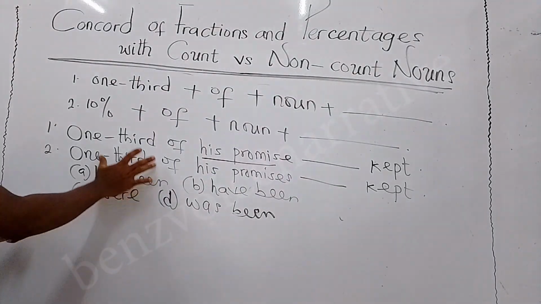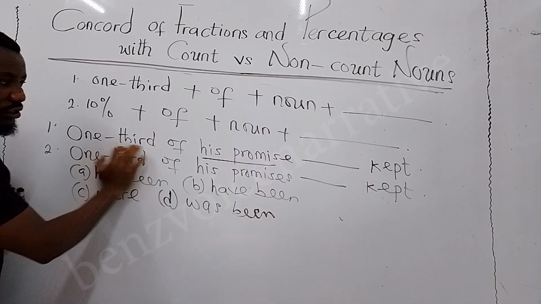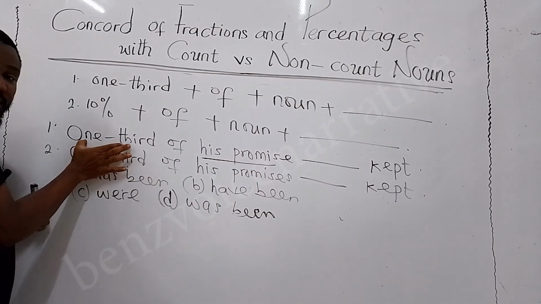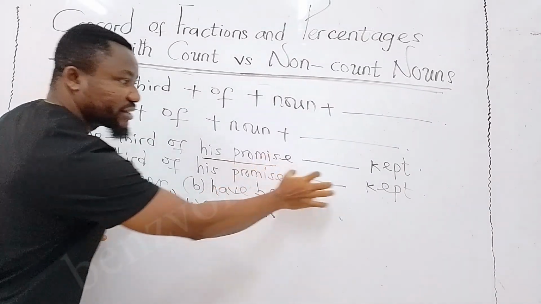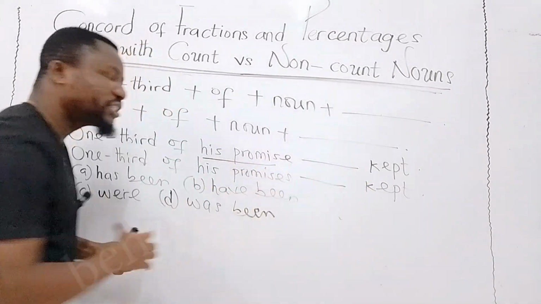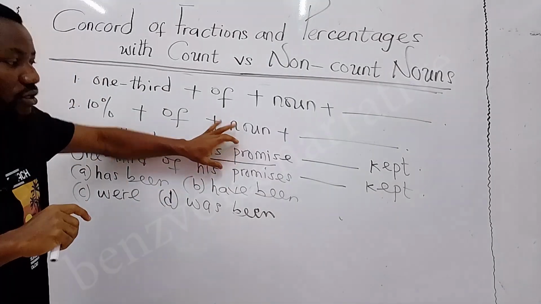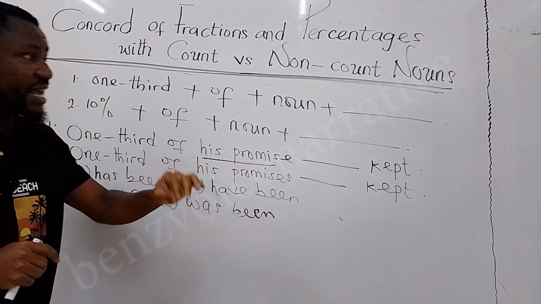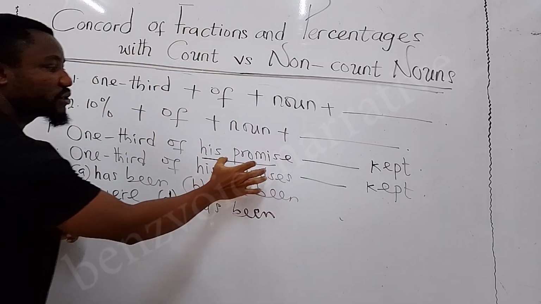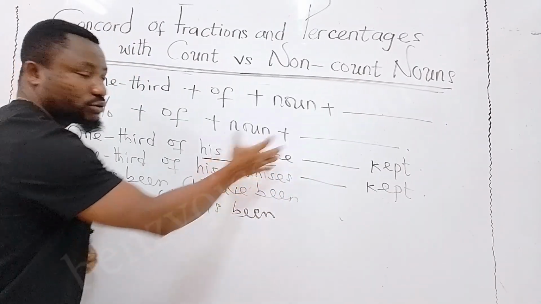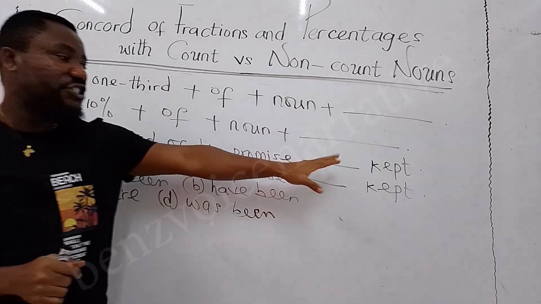I'll take that again. When you have a concordative fraction that follows this pattern, you have the fraction, you have of, you have the noun being talked about, and then you have your verb. The verb here will be determined by the singularity or the plurality of the noun being talked about, that is, if the noun is a countable noun. Singular nouns take a singular verb, plural nouns take a plural verb. So let's come to the first one: 1/3 of his promise dash kept.